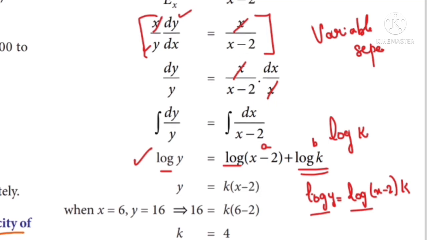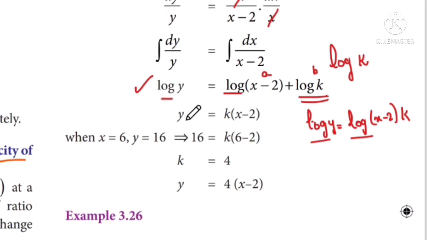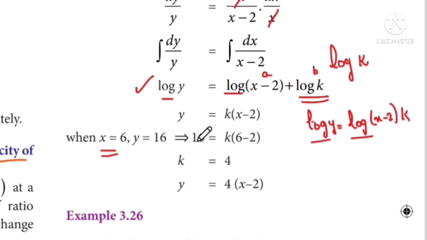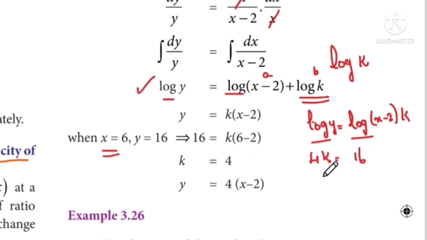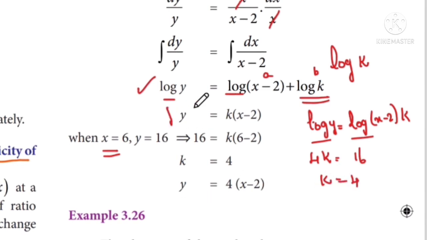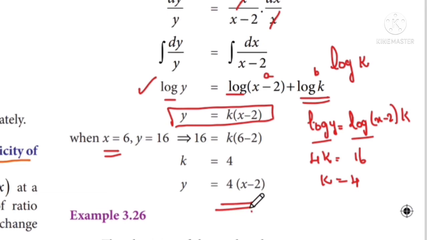Now they have given some values here to find the function: x is 6 and y is 16. So put the values here. Put x is 6 and y is 16. So in the place of y you put 16, in the place of x you put 6. 6 minus 2, that is 4k. 4k is 16, so k is 4. So put that k in this function. This is the function we got. So y is equal to k into x minus 2, k is 4. So 4 into x minus 2.